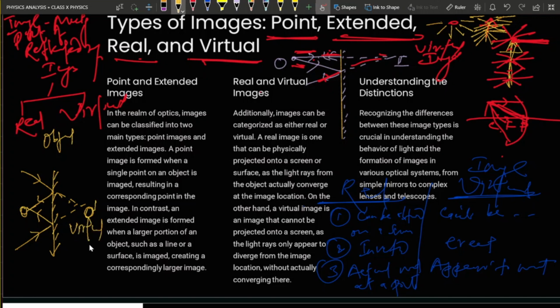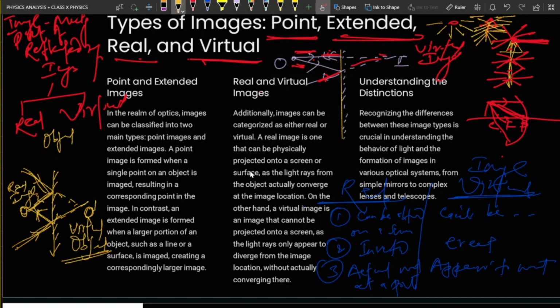In that case, this will be the real image. Why real image? Because this is the reflected ray and this is the incident ray. The meeting point of incident rays forms an object, and the meeting point of reflected rays is called the image. I hope you have understood the concept of real and virtual images.